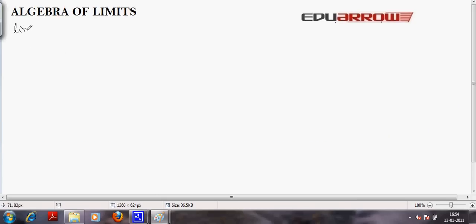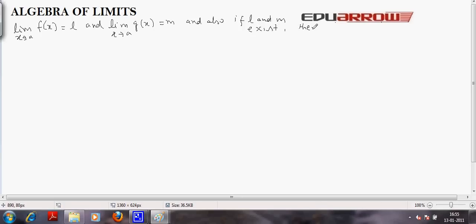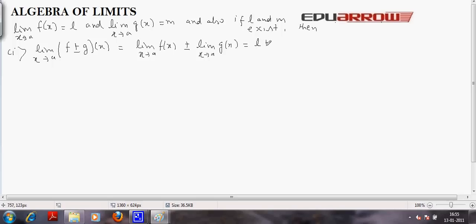Let limit x tends to a f(x) is equal to L and limit x tends to a g(x) is equal to M. And also, if L and M exist, then there exist some results. First result is limit x tends to a (f ± g)(x) is equal to limit x tends to a f(x) ± limit x tends to a g(x), which is equal to L ± M.